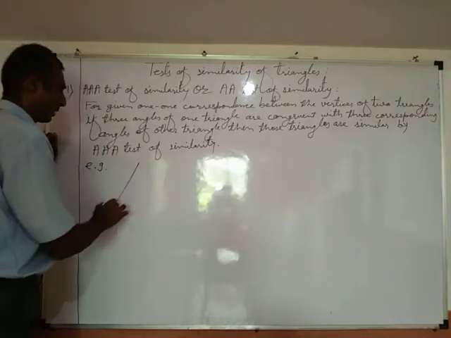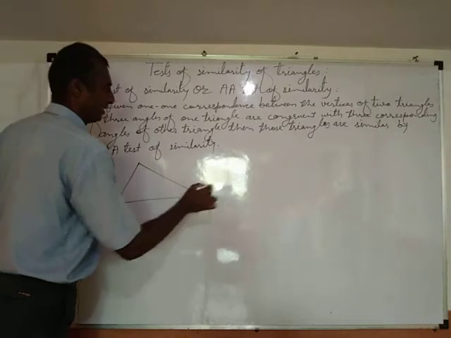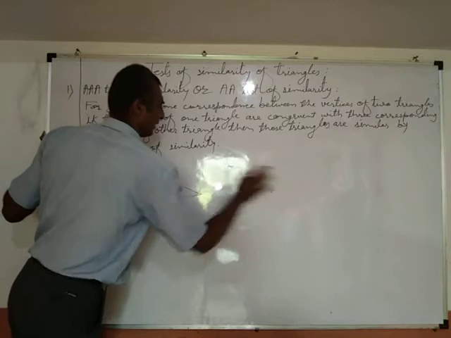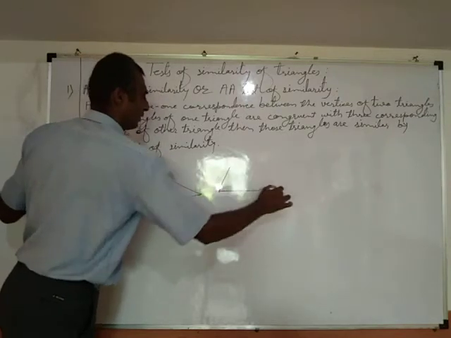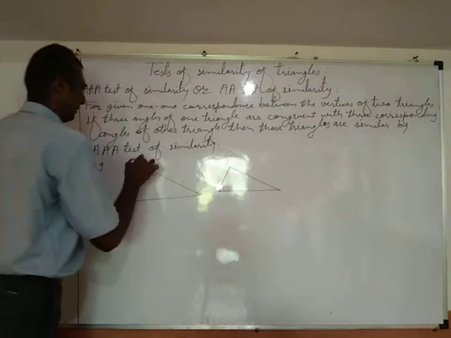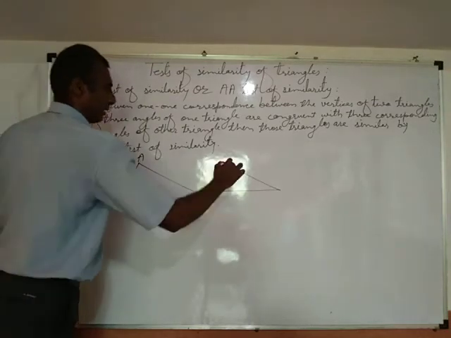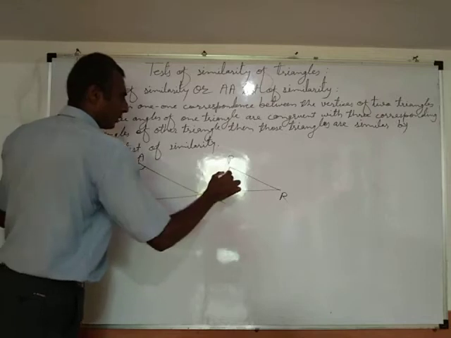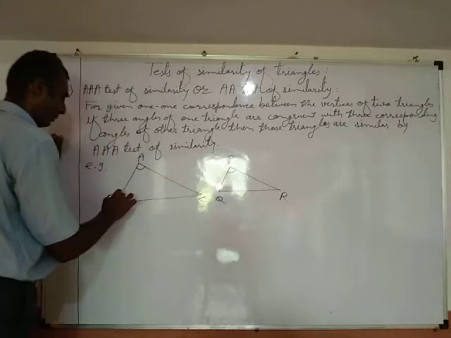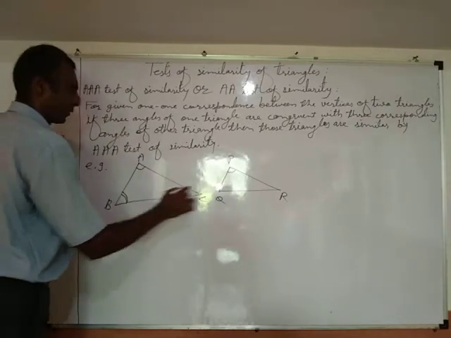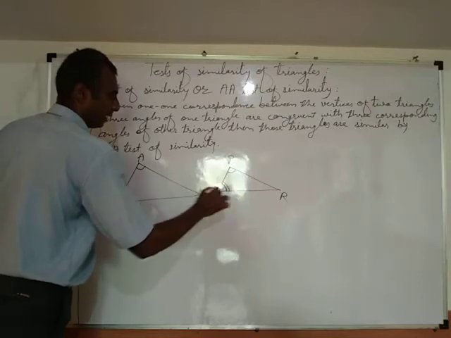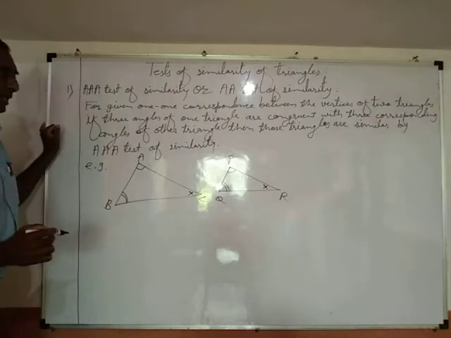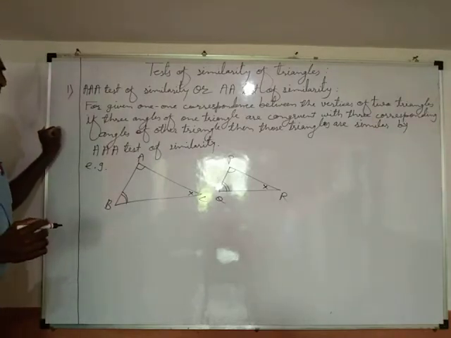Okay. For example, let's consider a pair of triangles, triangle ABC and triangle PQR such that angle A is congruent with the angle P, angle B is congruent with angle Q and angle C is congruent with angle R, we can say triangle ABC is similar with triangle PQR.